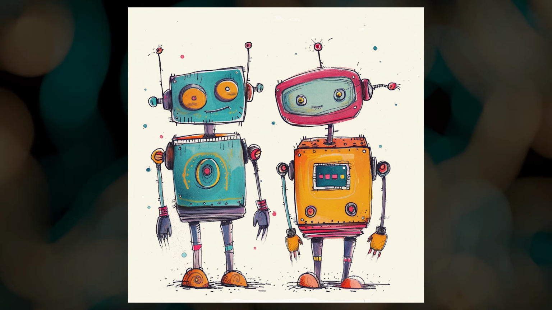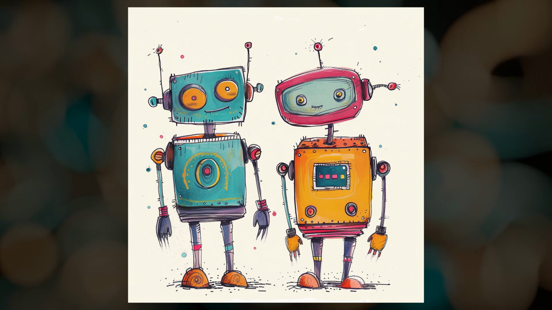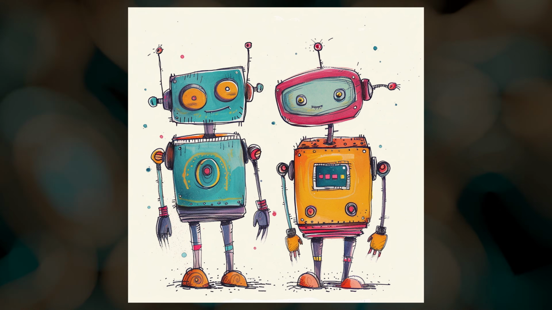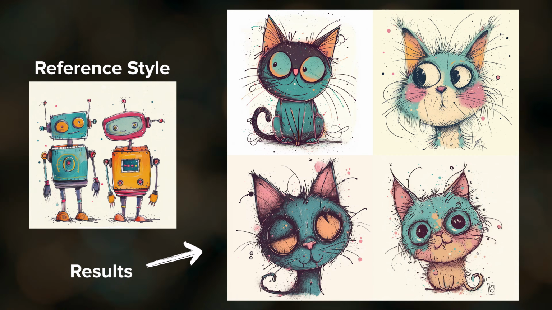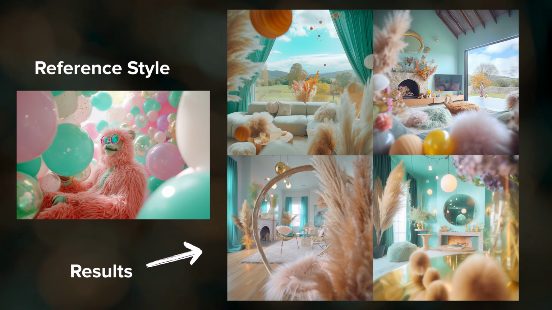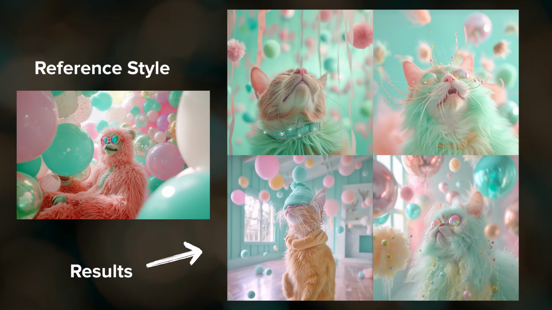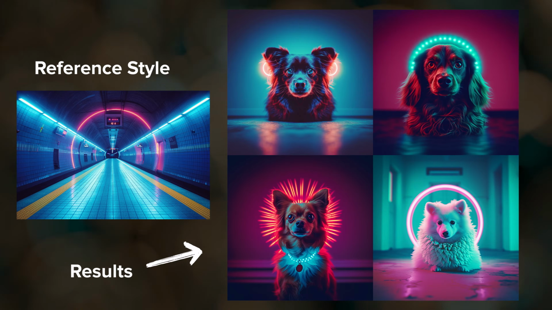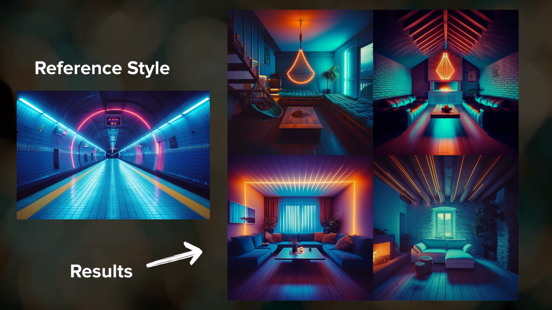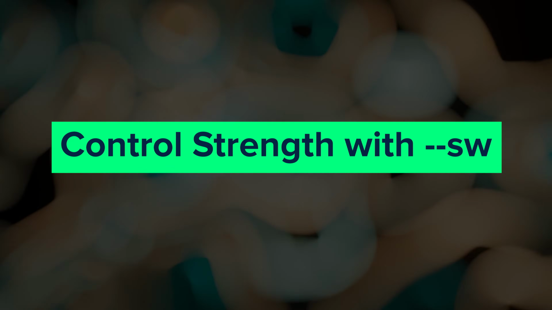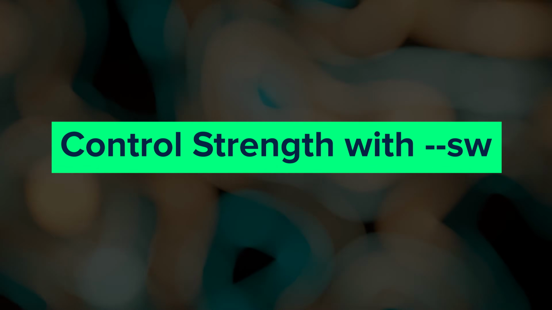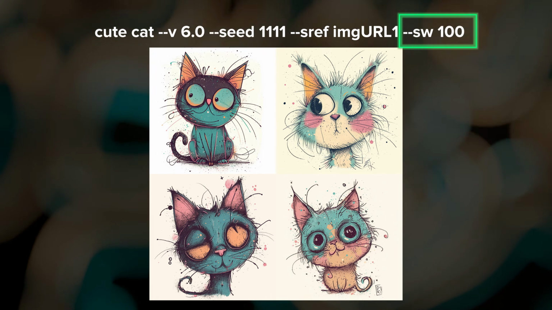In this example, I used an image with a sketchy illustration style as my style reference, and then Midjourney applied those aesthetics to these results. Here, I tried it with this bubbly image, which applied dreamy pastel colors, and this one with some heavy contrast and neon highlights.